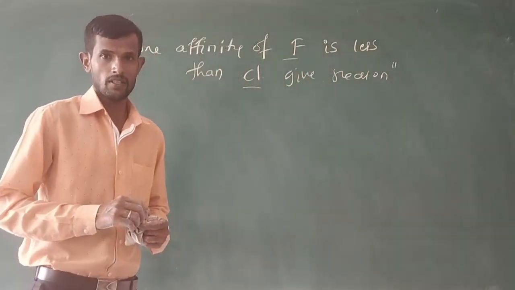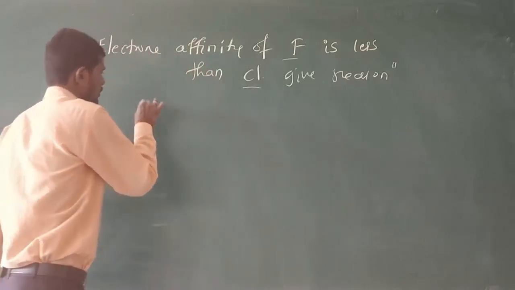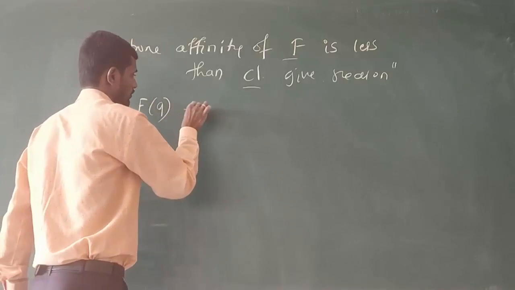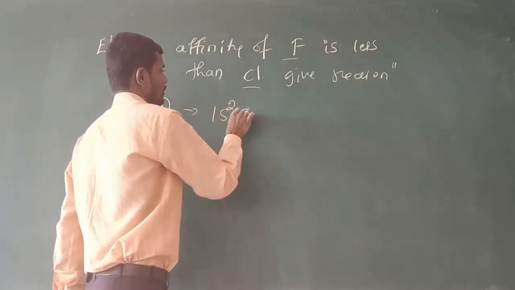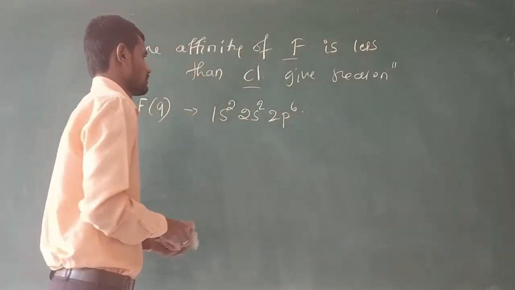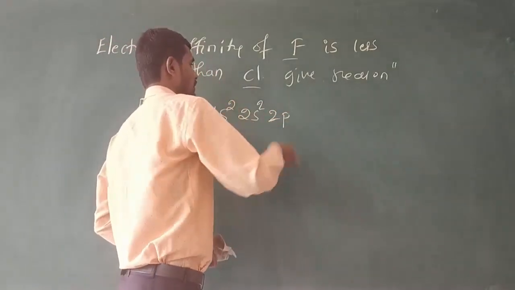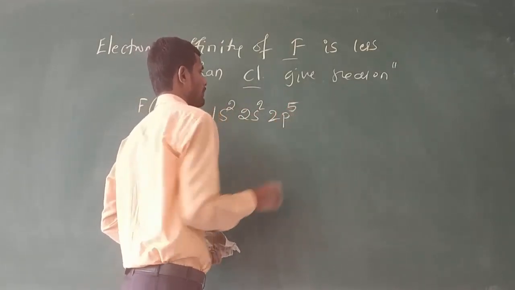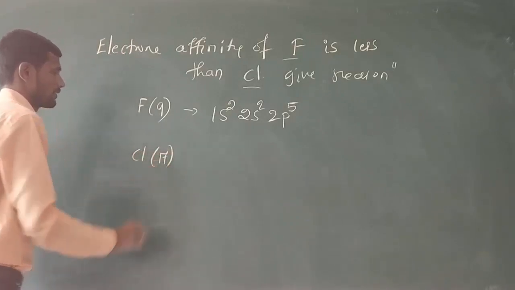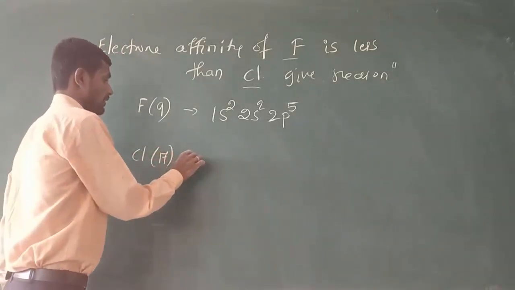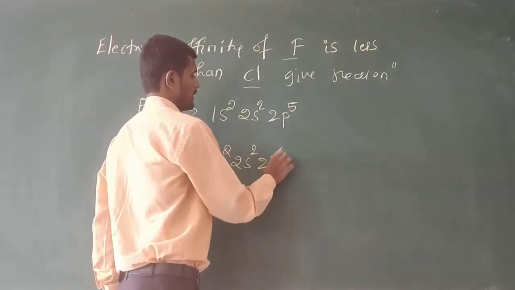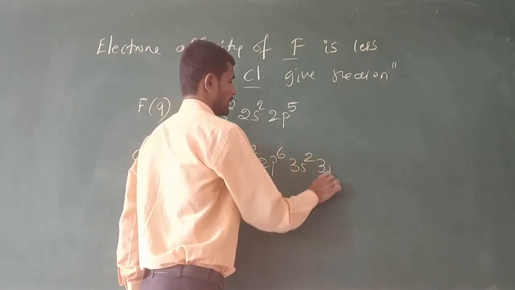Give reason. Students, remember, we know fluorine's atomic number is 9 and its electronic configuration is 1s2, 2s2, 2p5. Is it right? Yes. Next, chlorine's atomic number is 17 and its electronic configuration is 1s2, 2s2, 2p6, 3s2, 3p5.